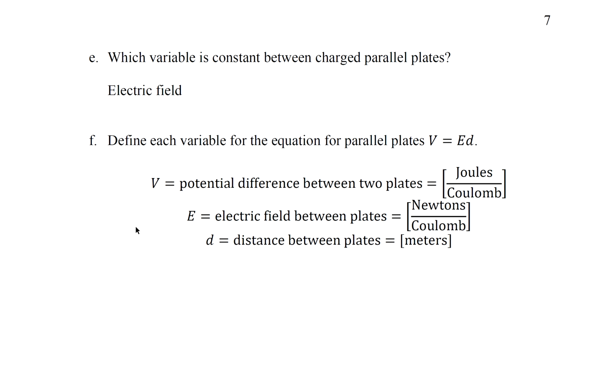Part F. Define each variable for the equation for parallel plates. V equals ED. V is the potential difference between the 2 plates. It has units of volts. E is the electric field between the 2 plates, has units of newtons over coulomb. And D is the distance between the 2 plates, has units of meters.